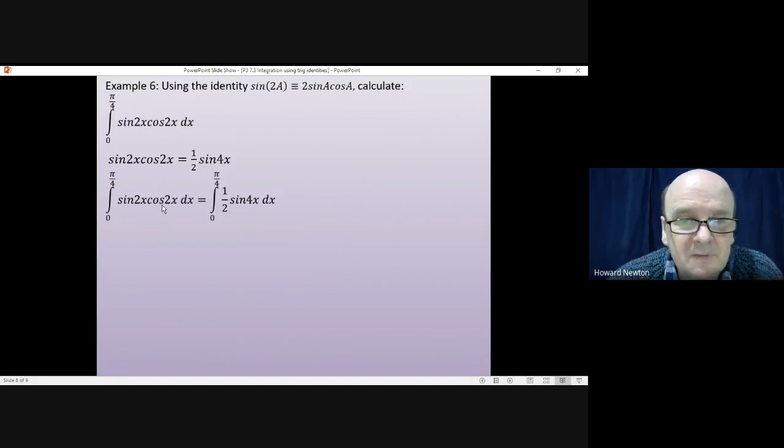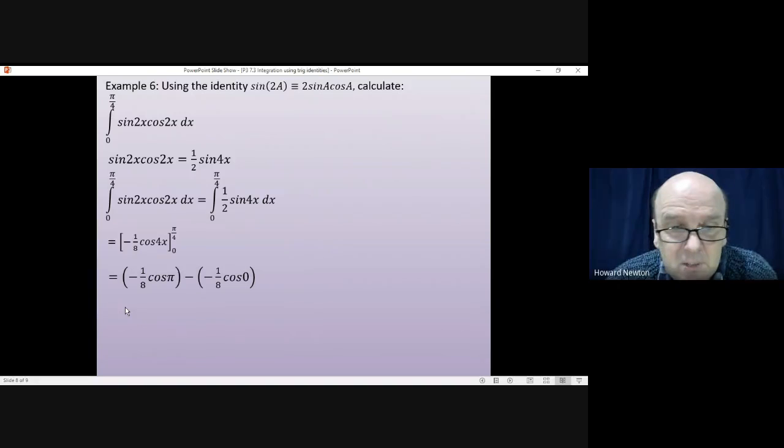That means the integral of this is the same as the integral of a half sine 4x, and that we can integrate by using normal methods. So integrating the sine gives us cos. We also need to divide by 4, because if we differentiated the cos, we'd get times by 4 when we use the chain rule differentiating the 4x. And also there's a minus, because if you differentiate cos, you get minus sine.